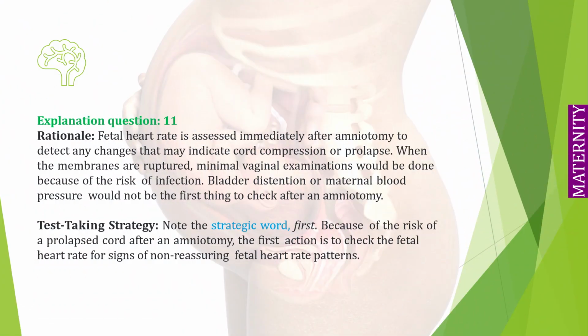Explanation question 11. Rationale. Fetal heart rate is assessed immediately after amniotomy to detect any changes that may indicate cord compression or prolapse. When the membranes are ruptured, minimal vaginal examinations would be done because of the risk of infection. Bladder distension or maternal blood pressure would not be the first thing to check after an amniotomy.